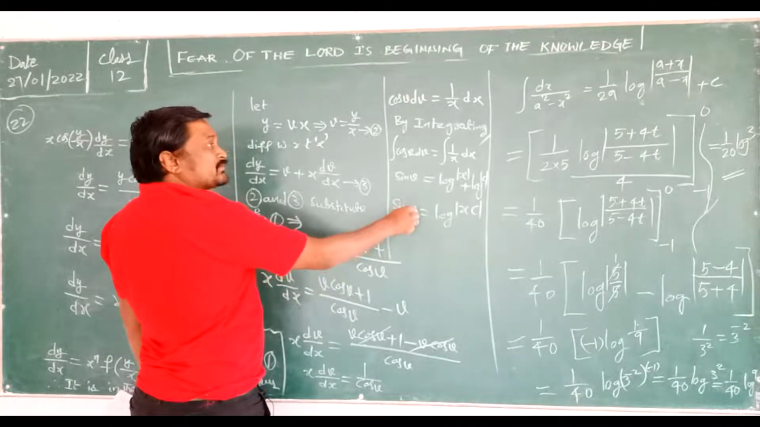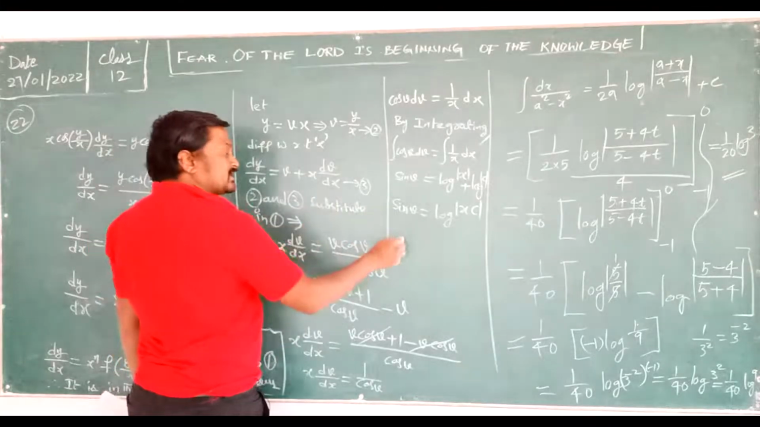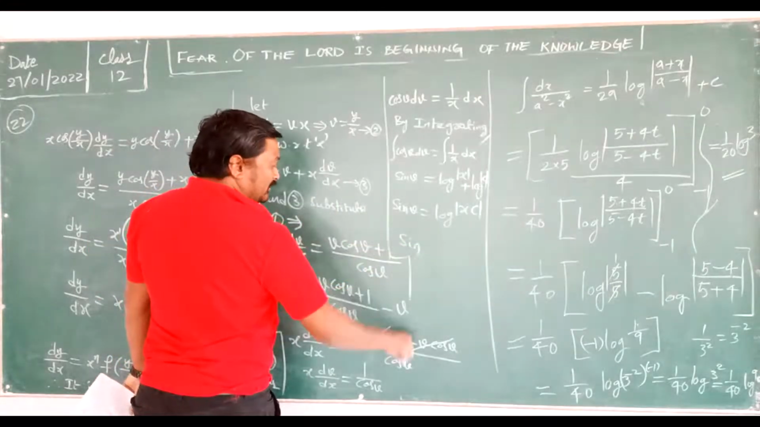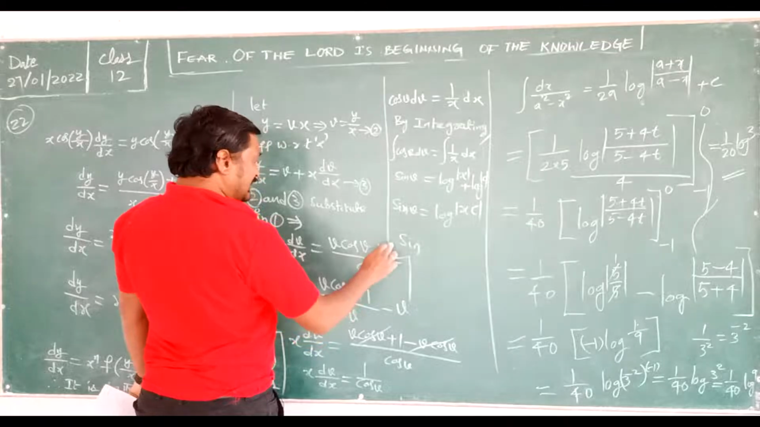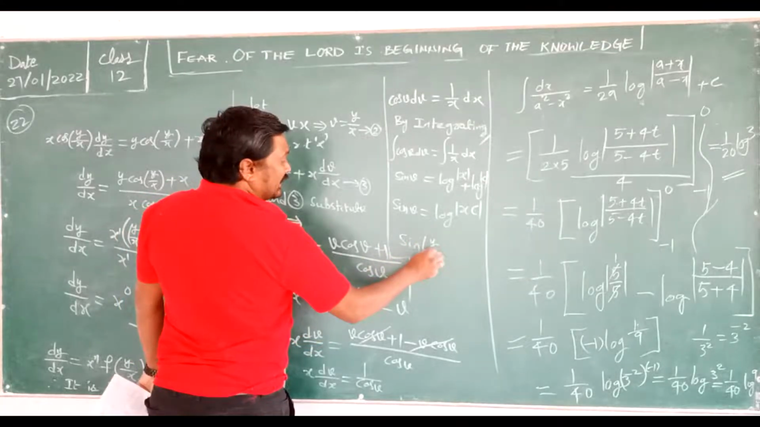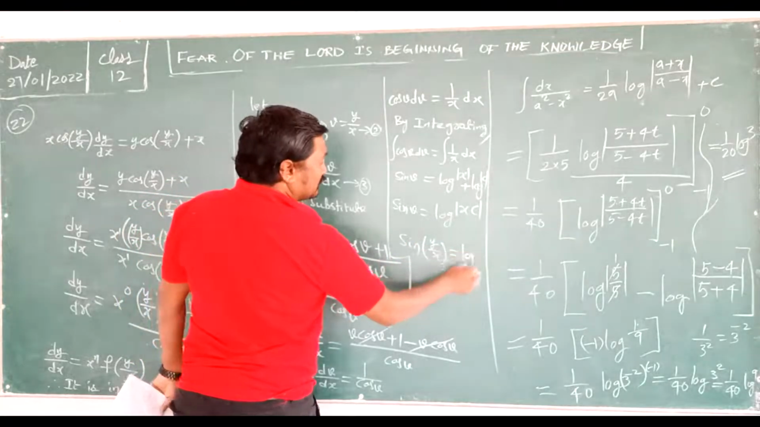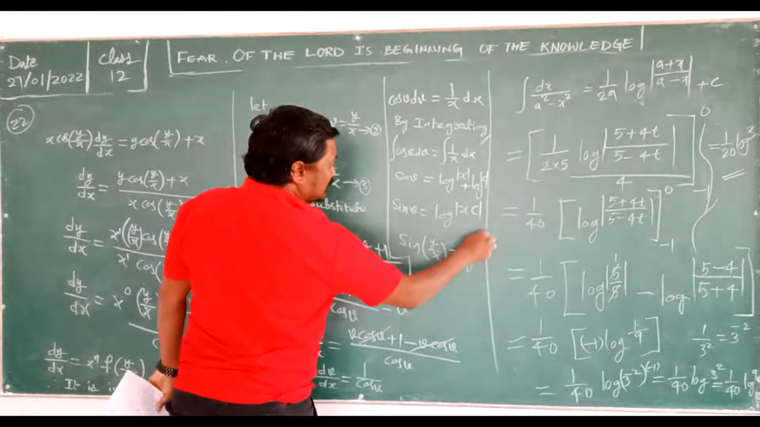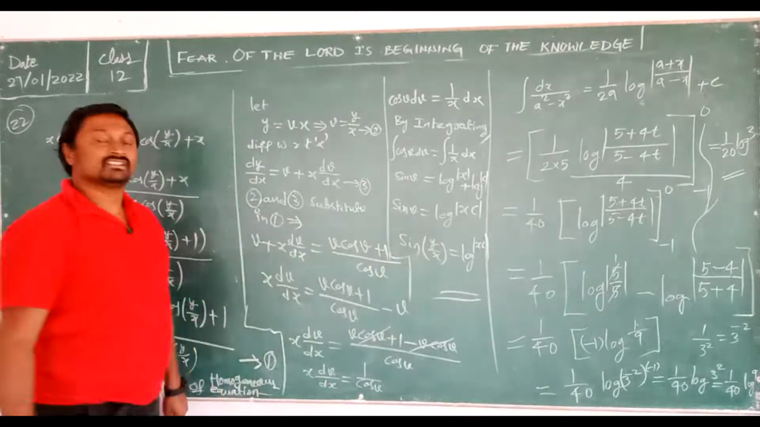Then v means what do you know? y upon x. Substitute that. Sin of y upon x is equal to log modulus of xc. This is only your final solution.